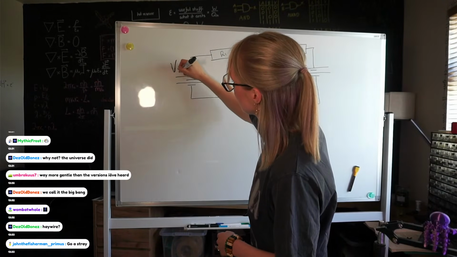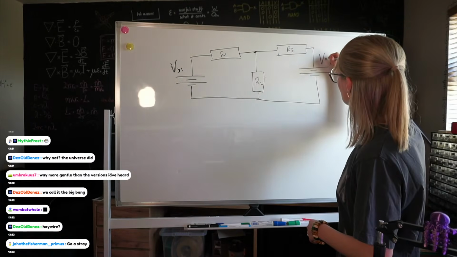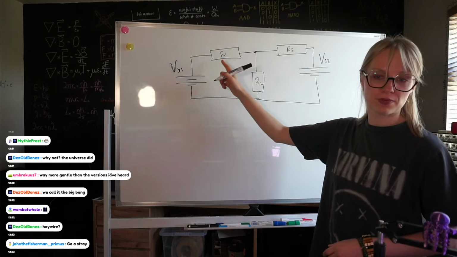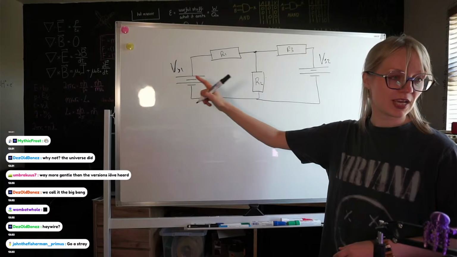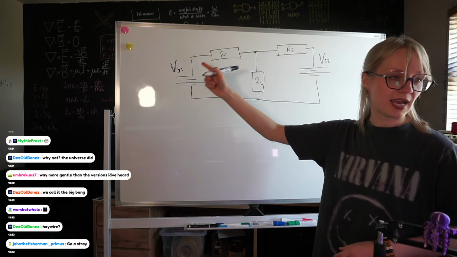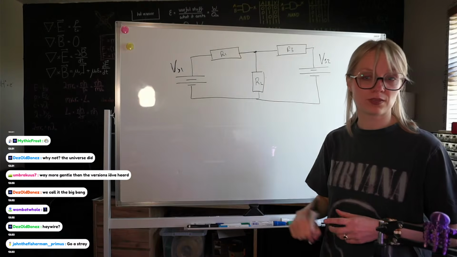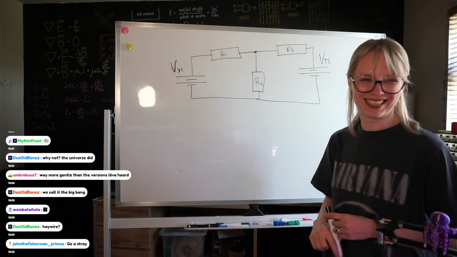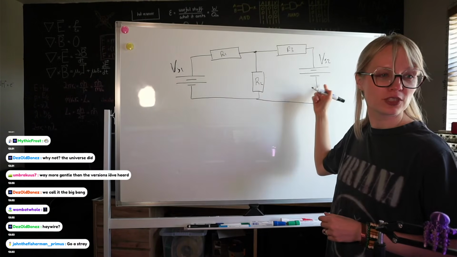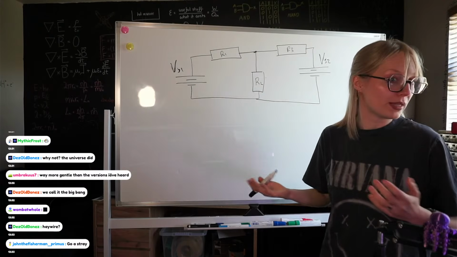Just to cover some of the symbols, the rectangles are resistors. These two are both power supplies, and V stands for voltage, S stands for source, 1 stands for 1. And same in this case, it's voltage source 2. That's a source of voltage.